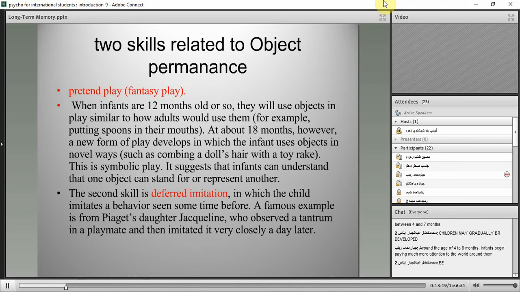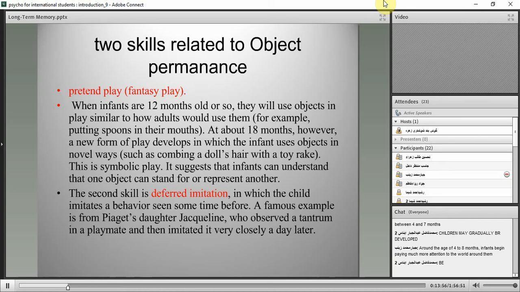Of course, object permanence is not an isolated cognitive skill. About the same time, around the age of 18 months to 24 months, two related skills are emerging. The first is pretend play or fantasy play.